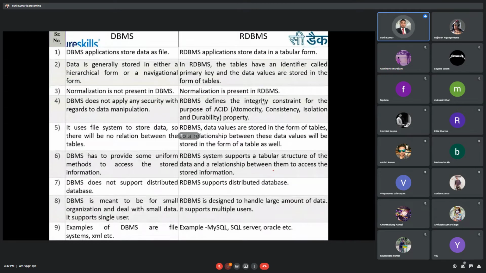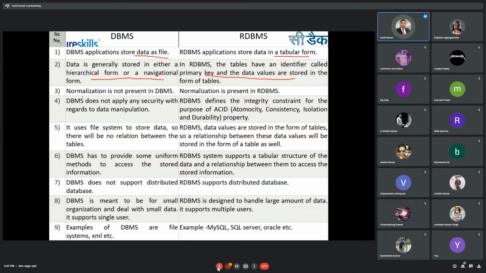DBMS with RDBMS: there are a few differences between DBMS and RDBMS. Basically, DBMS stores data in a file, while RDBMS stores data in which form? Tabular form. That means table form, right? DBMS generally stores data in hierarchical or navigational form, while RDBMS uses a primary key to store data in a table. Because in a table, you identify your row by using the primary key.